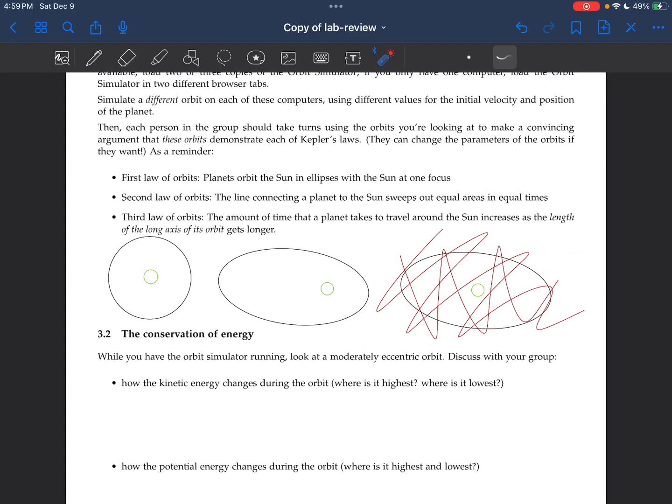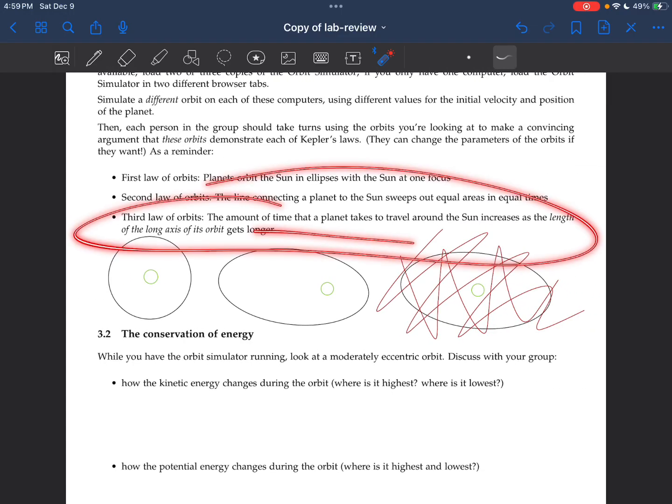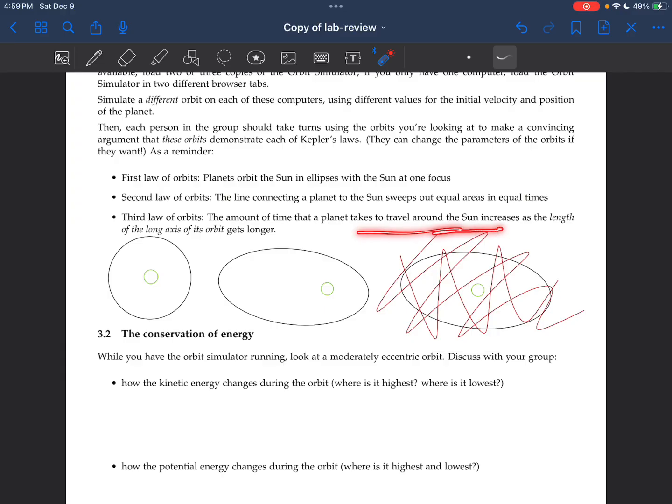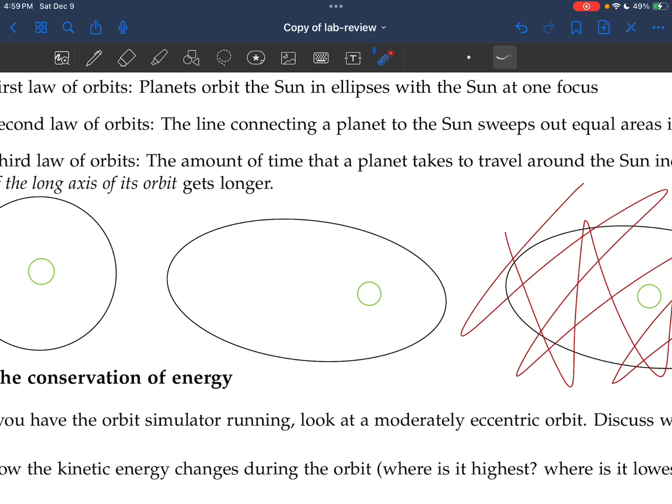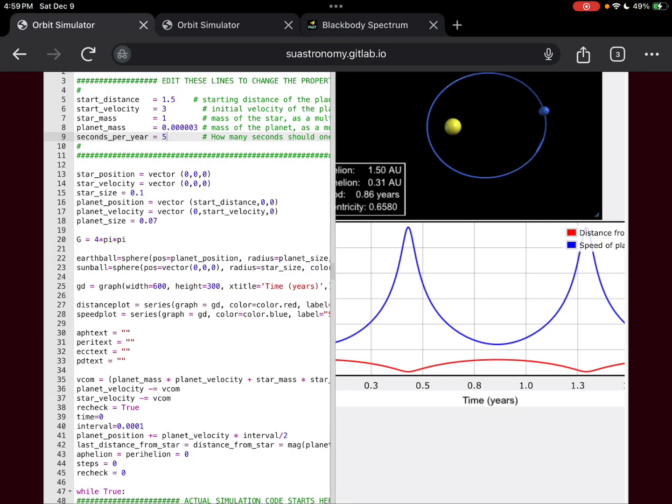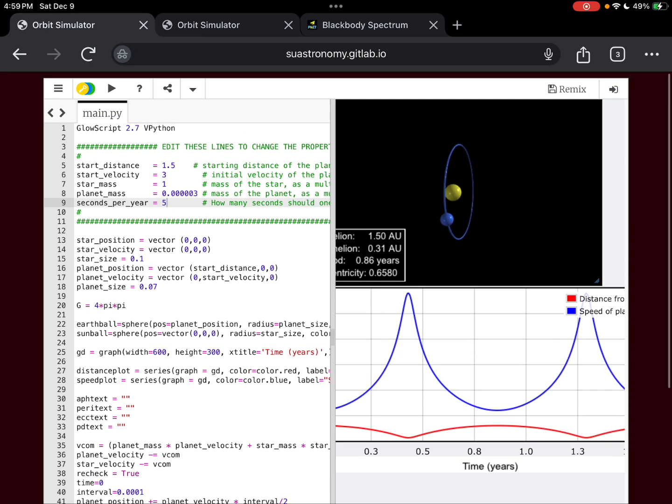The third law of orbits says that the amount of time that a planet takes to travel around the sun, which is the period of the orbit, increases with the length of the long axis. And that's my perihelion distance plus my aphelion distance. So if I go back to my orbit simulator over here, oh, I didn't know you could do that. That's kind of cool, actually.